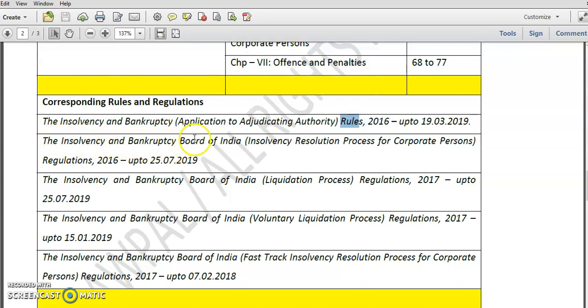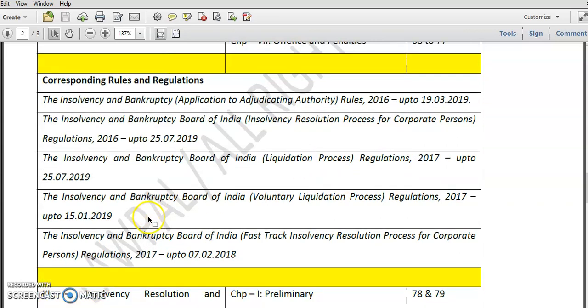Then the Insolvency and Bankruptcy Board of India Insolvency Resolution Process for Corporate Persons Regulations. These regulations will contain the full process of insolvency resolution. This regulation is very important from the exam point of view. Then the Insolvency and Bankruptcy Board of India Liquidation Process Regulations. So this will have the liquidation process. If the resolution plan is not approved by the COC, then the corporate debtor goes into liquidation and the process is given in this regulation.